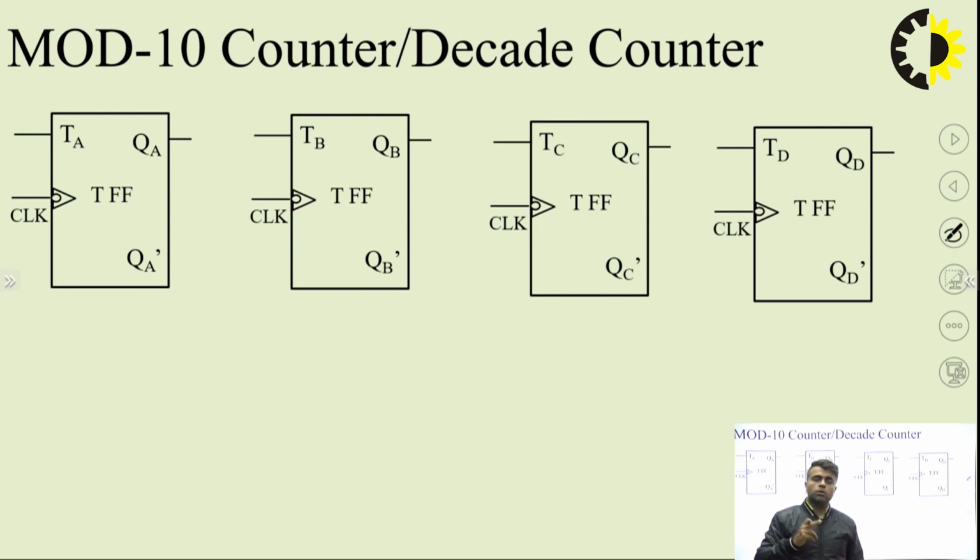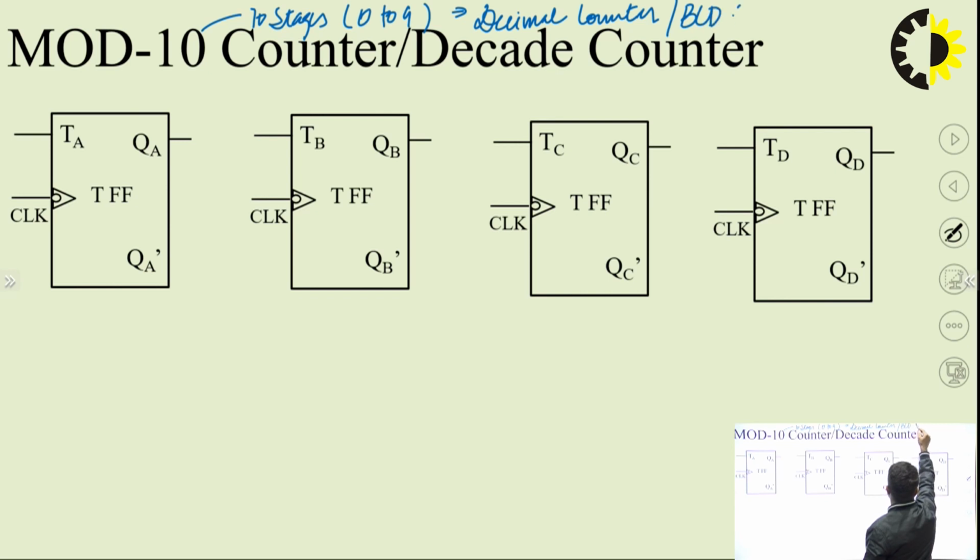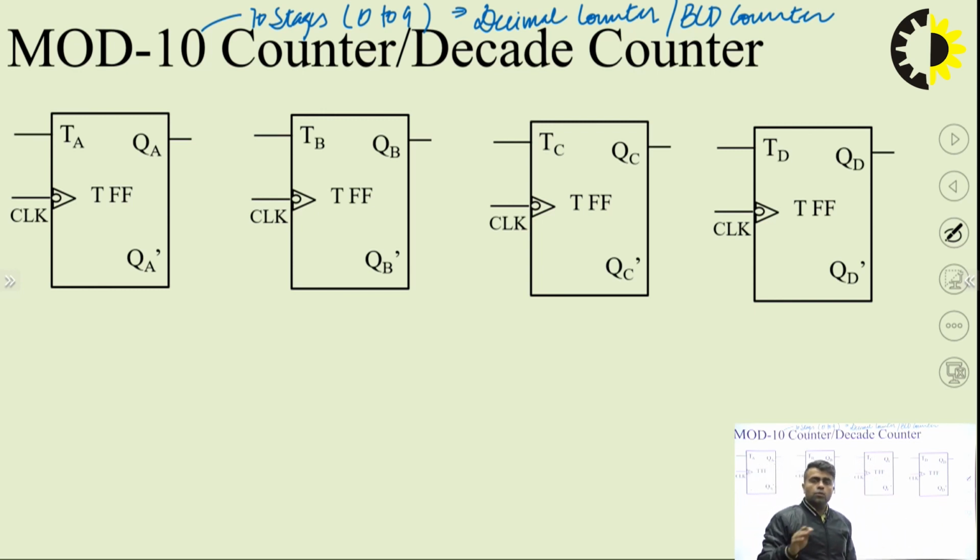Okay. So mode 10 counter or a decade counter means the counter which is having 10 stages. So mode 10 means 10 stages. So 10 stages will be 0 to 9. We are very much familiar that these 0 to 9 are also available in decimal form. So that means this counter can also be named as decimal counter. And decimal is directly related to BCD. That means the same counter can also be referred as BCD counter. So if you're asked to design a mode 10 counter, decade counter, decimal counter, BCD counter, all four are same.